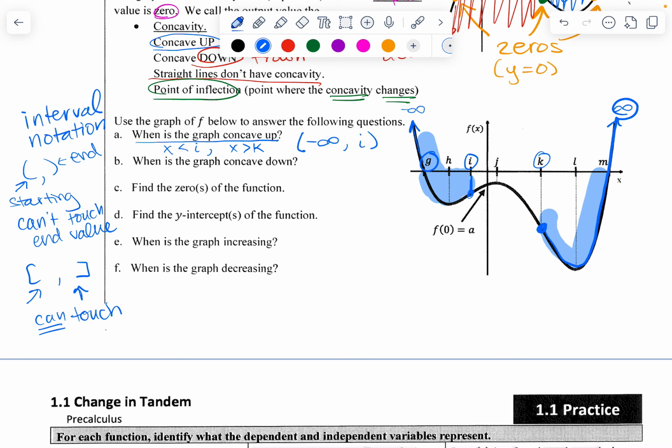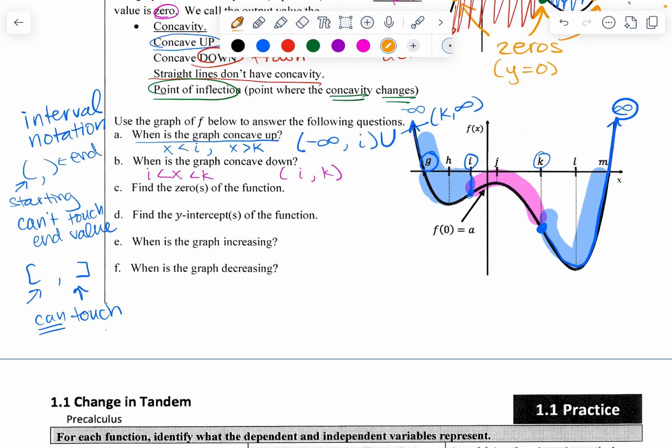And then if we have a second interval, we say union to list the second one. Sorry, I'm kind of overlapping here. And then we say from K to infinity. Now let's talk about where we are concave down. So concave down, remember, is like a frown. So that's right here to here. So we say, hey, it's concave down when X is between I and K. And in interval notation, we say from I to K, we are concave down.